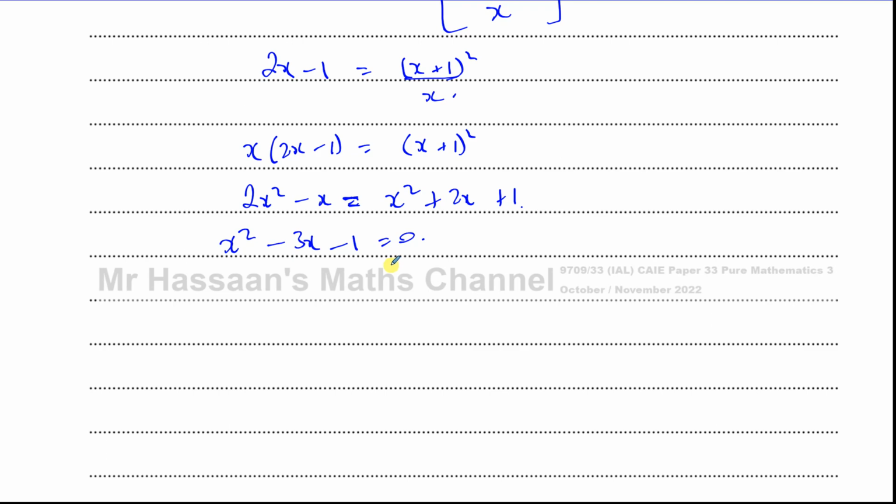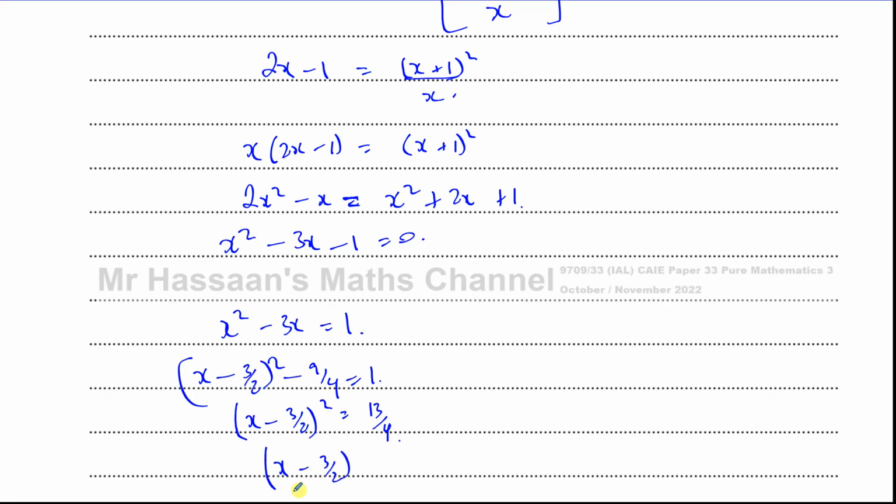So we have to use the quadratic formula, or we can use completing the square. Either is fine. I'm going to complete the square. So x squared minus 3x equals 1. So you have x minus 3 over 2 squared minus 9 over 4 equals 1. So x minus 3 over 2 squared is equal to 4 over 4 plus 9 over 4. That's 13 over 4. So you have x minus 3 over 2 squared is equal to 13 over 4.